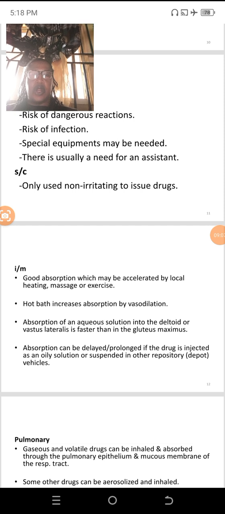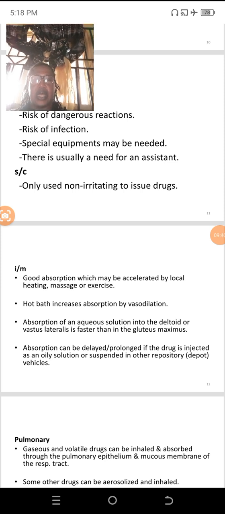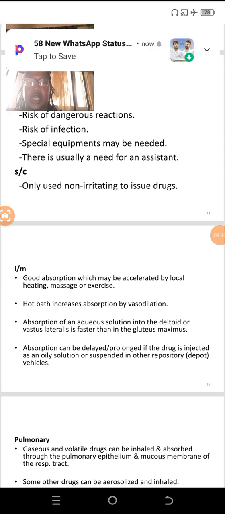To delay or prolong the effect of drugs that are administered intramuscularly, the drug can be prepared as an oily solution, or it can be suspended in other repository vehicles. For example, steroid hormones like testosterone can be prepared as esters like testosterone enanthate and other esters of testosterone. Same thing is applicable to estrogen and other steroid hormones, progesterone, and others.